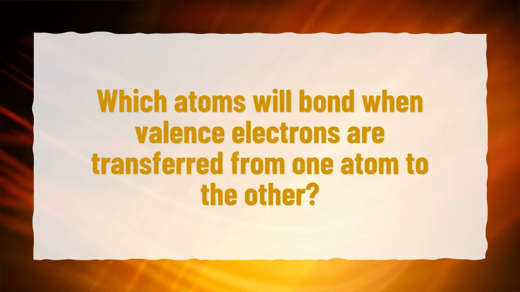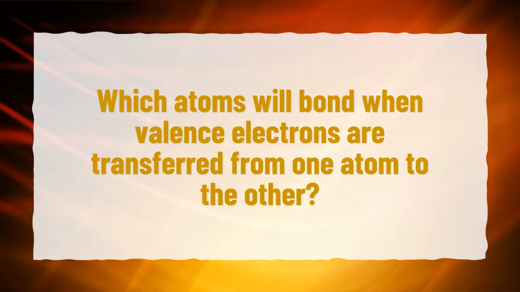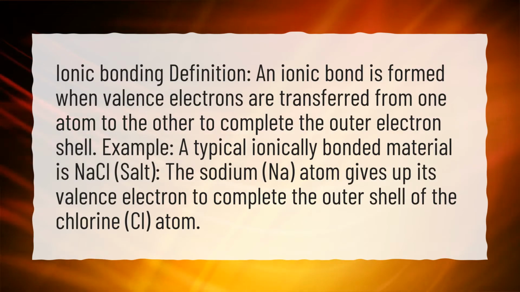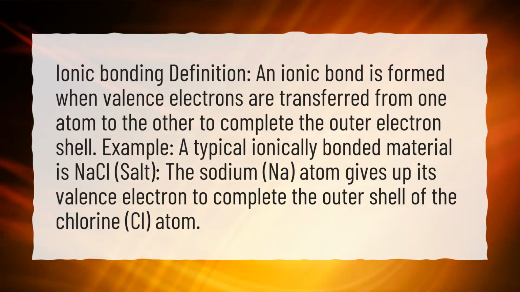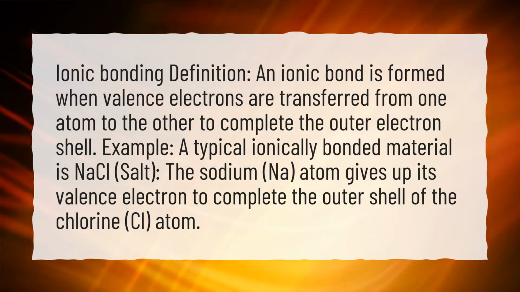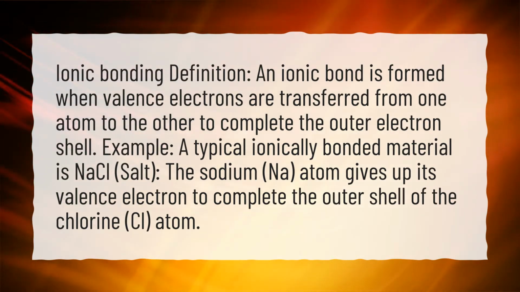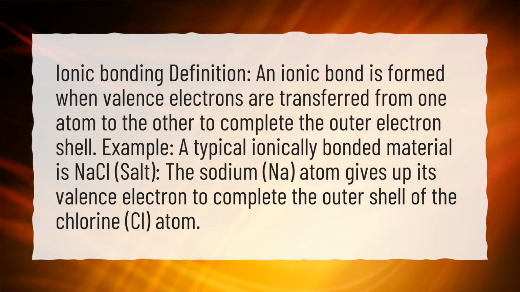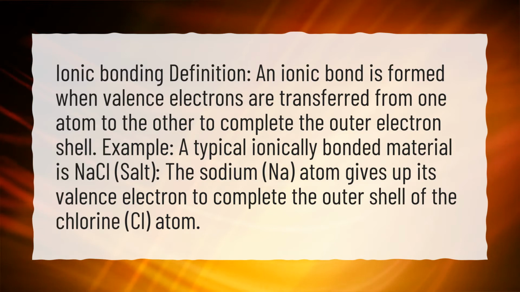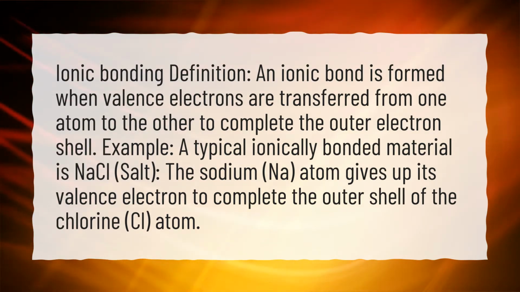Which atoms will bond when valence electrons are transferred from one atom to the other? Ionic bonding definition. An ionic bond is formed when valence electrons are transferred from one atom to the other to complete the outer electron shell. Example: a typical ionically bonded material is sodium chloride, salt. The sodium Na atom gives up its valence electron to complete the outer shell of the chlorine Cl atom.